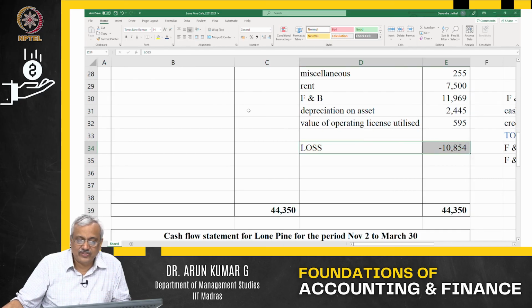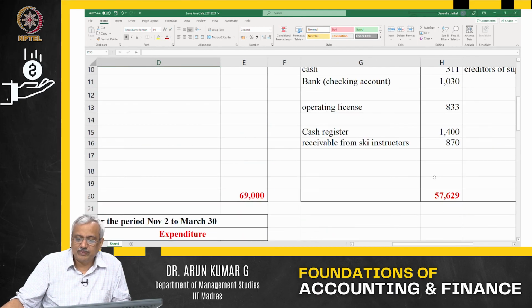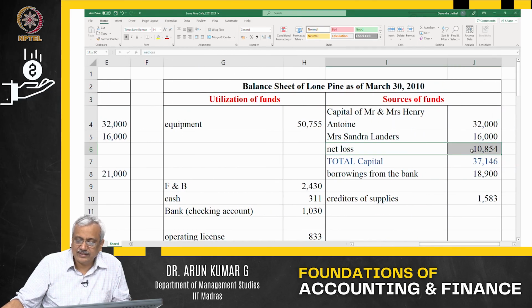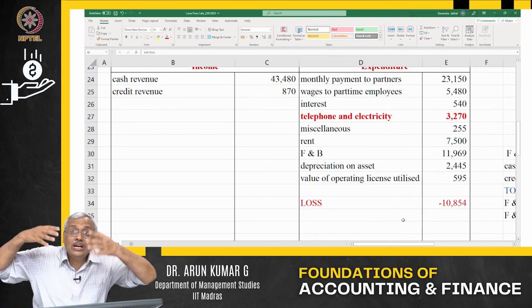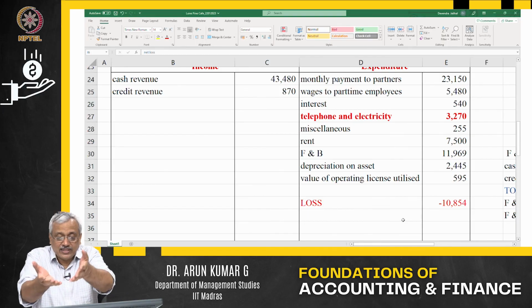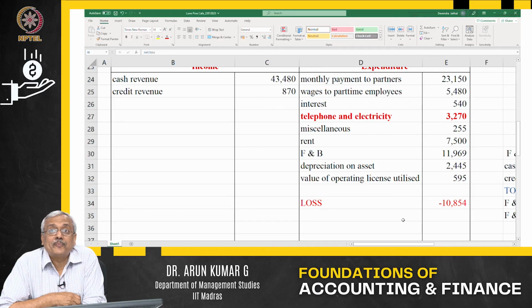And if you go to the closing balance sheet and see the loss that we calculated here, it is exactly the same, $10,854. So we arrived at the sources and utilization of 10,854. How did we arrive at that loss of 10,854? This was your revenue and this is all your expenditures, and you see that you have made a loss of 10,854.